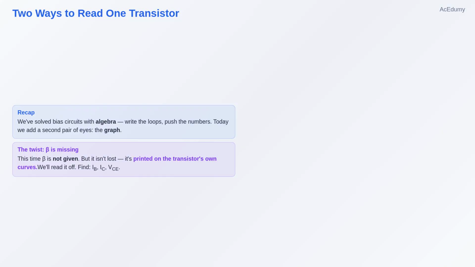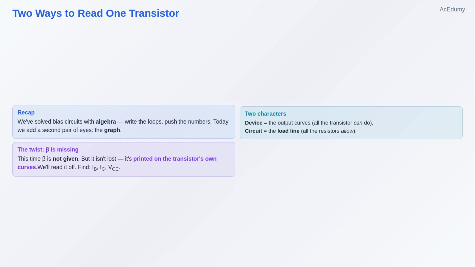In every problem so far, beta was handed over. Here it is missing. But it is not really missing, it is hiding in plain sight, printed on the transistor's own characteristic curves. Our job is the usual three numbers: the base current, the collector current, and the collector-emitter voltage. To get them, we will meet two characters.